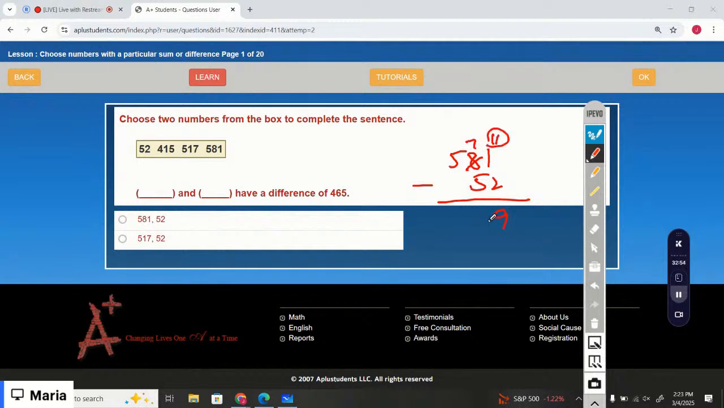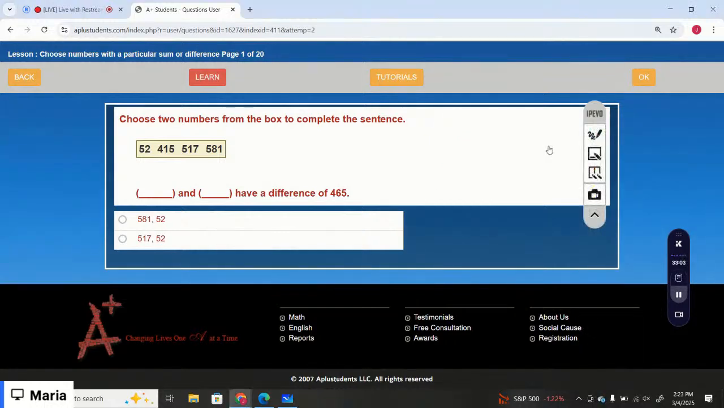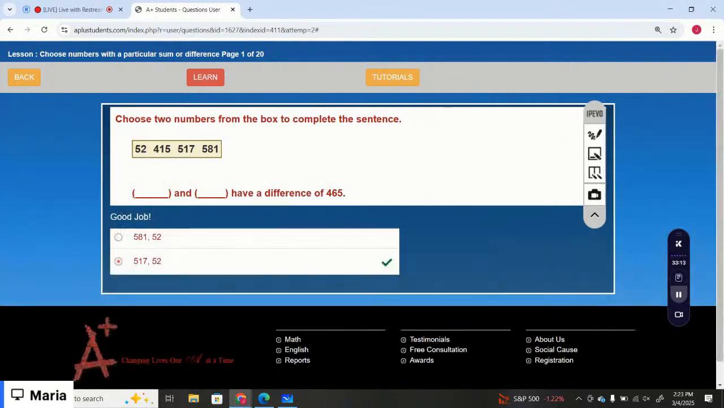11 minus 2 is 9. That is not the correct option. Then the correct option is option number 2. 517 and 52 have a difference of 465. Option 2 is the correct option.